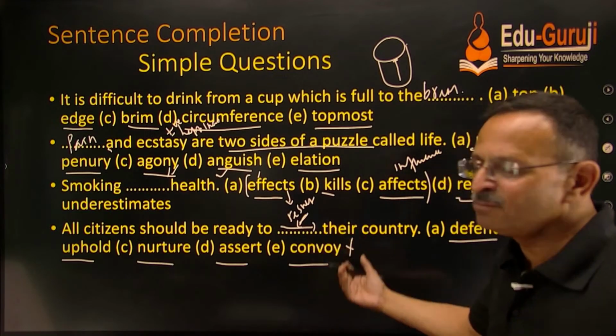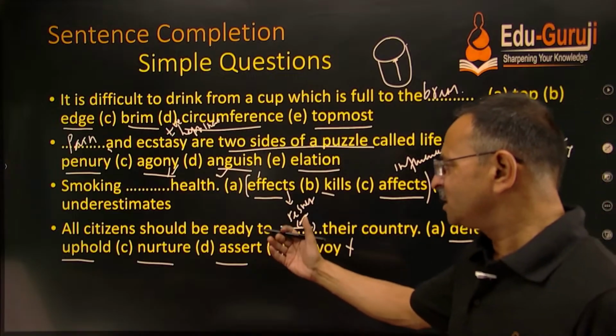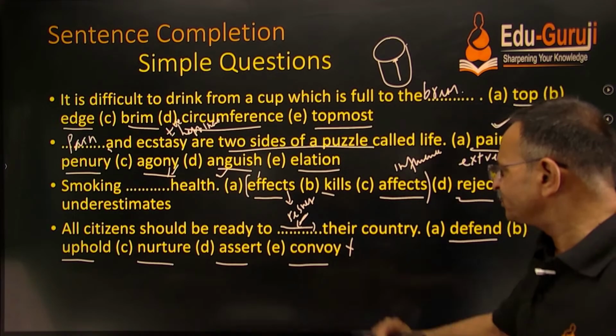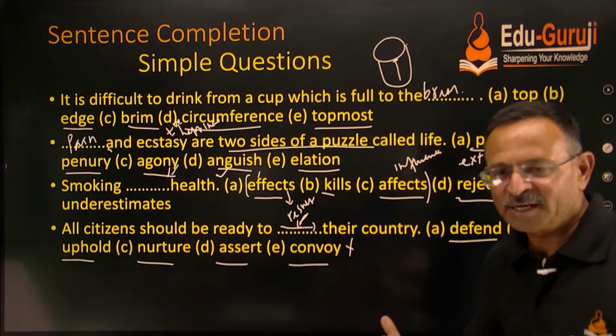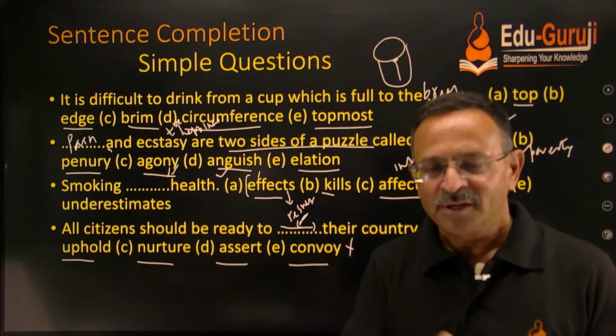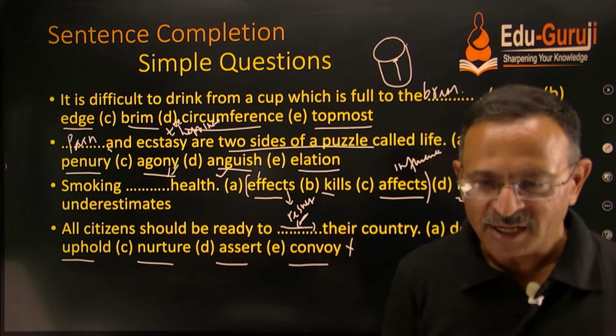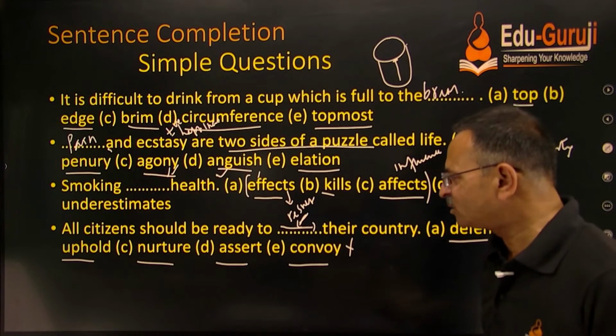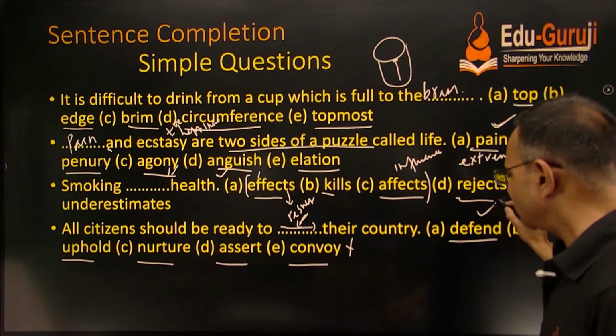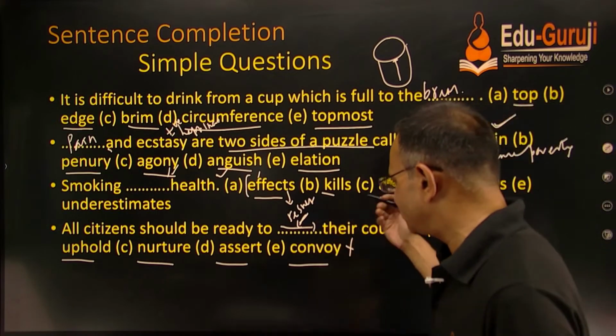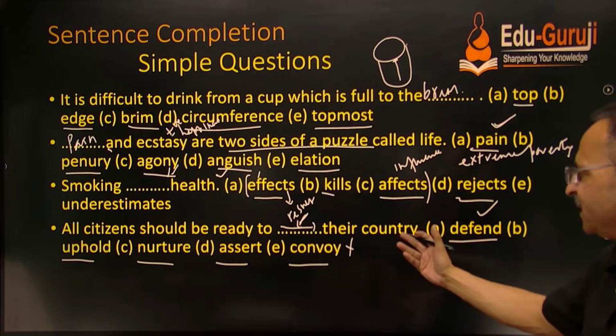Now let's see what the meaning comes out to be. "All citizens should be ready to ___ their country." That is definitely talking about coming out and saving or protecting their country. So obviously the meaning could be defend. So all citizens should be ready to defend their country.